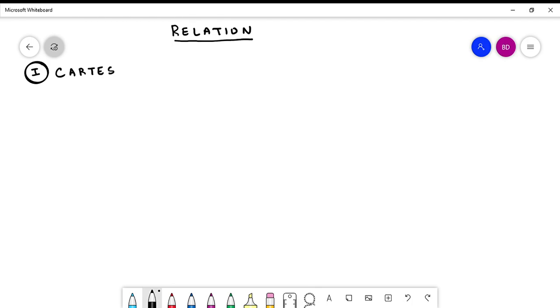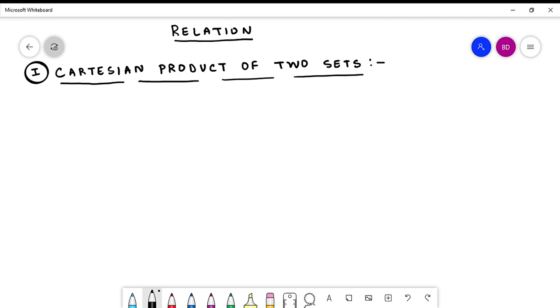Probably you already know what is a Cartesian product. I will simply do a quick recap. Cartesian product of two sets. Okay. So, suppose we have two non-empty sets, A and B. So, they are two non-empty sets.